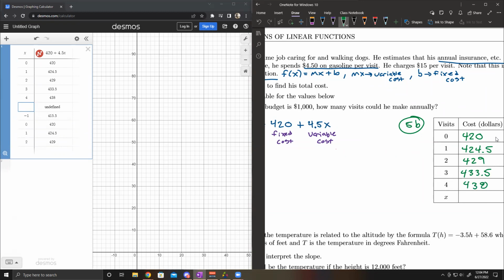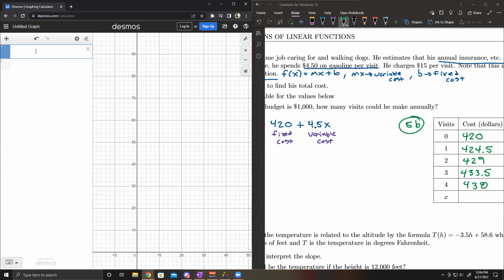So every time he goes out to take care of somebody's dogs, of course, it's costing him more in gas, but you also think how much he's charging to do this. So it's kind of balancing it out. Okay. But I just want to show you how to create an XY chart in Desmos. I'll run it back one more time. You just type in the function 420 plus 4.5x. Click on this gear icon, hit the little table button, and type in the numbers that you need to. Not bad.